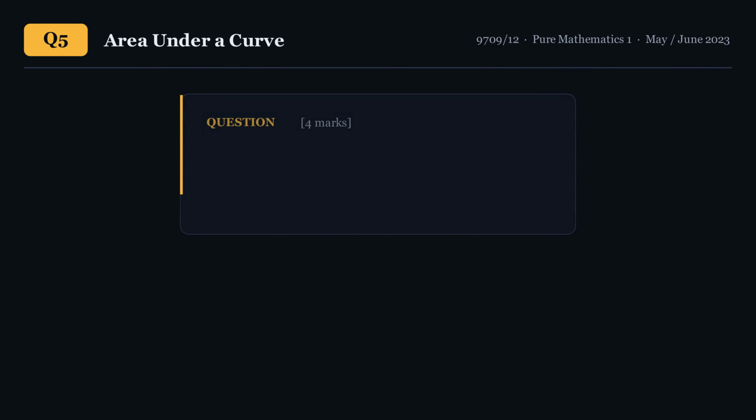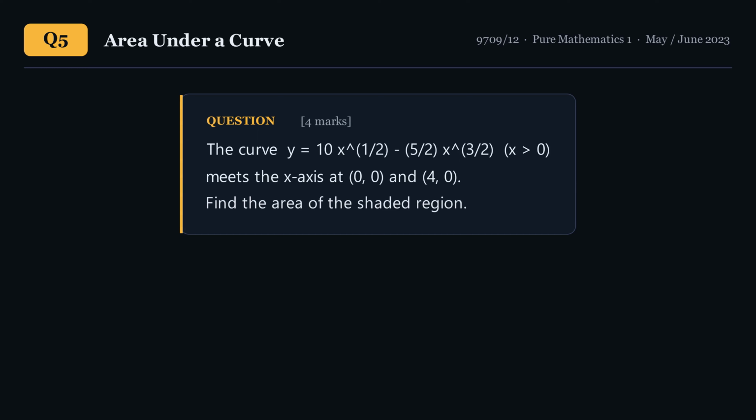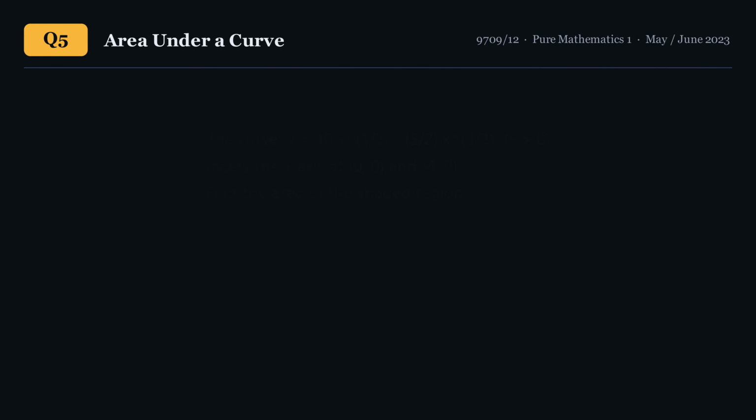Question 5. Area under a curve. Pure Mathematics 1, May-June 2023. The curve y equals 10 root x minus 5 over 2 times x to the 3 halves, for x greater than 0, meets the x-axis at (0, 0) and (4, 0). Find the area of the shaded region between the curve and the x-axis. Now let's work through the solution step by step.